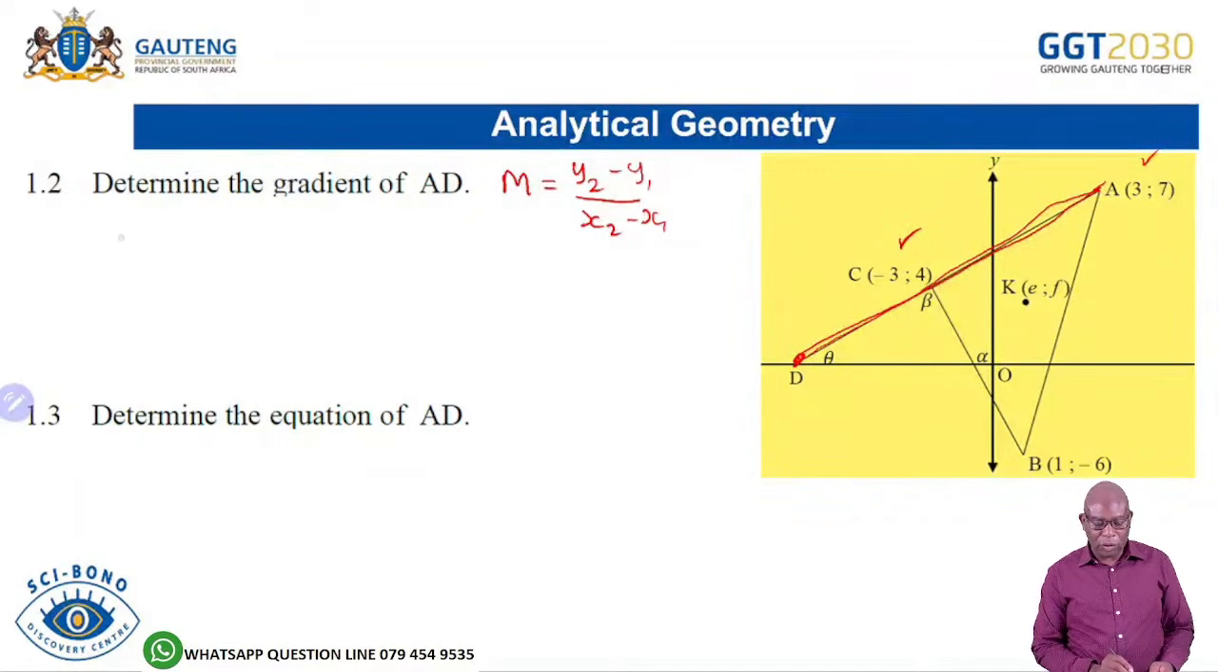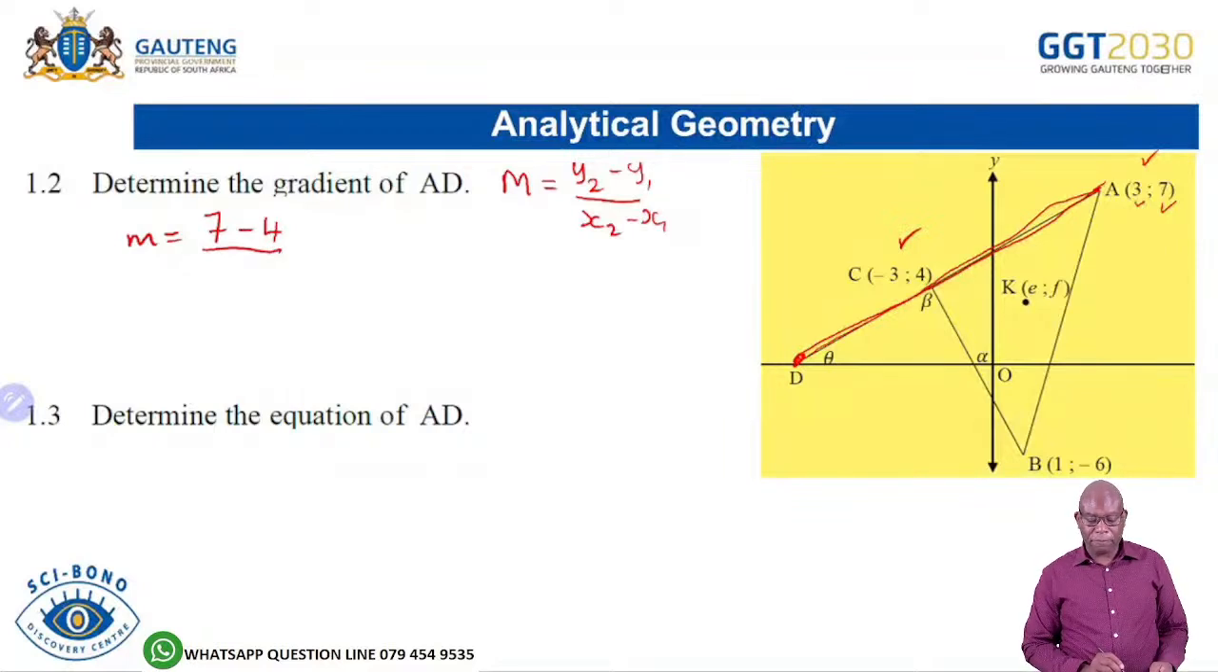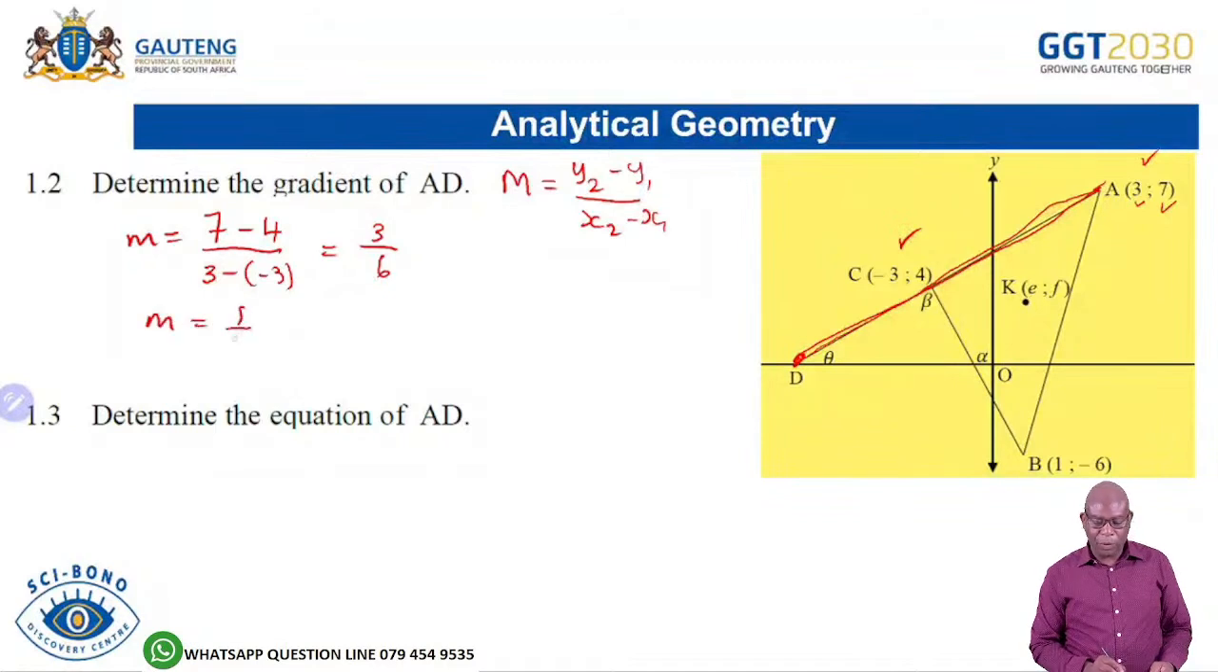So my gradient is going to be, if I start with a 7, I'll say 7 minus 4. Then if I start with a 3, so it will be 3 minus negative 3. So it's 3 into negative 3, which gives me 3 over 6. So 3 over 6 means that the gradient there will be 1 over 2. So I've got a gradient of 1 over 2.